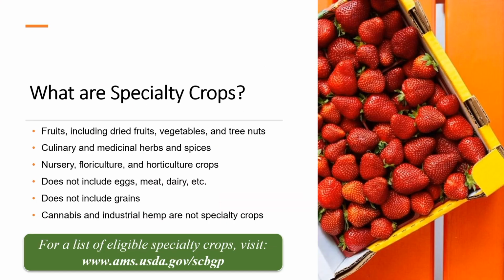Specialty crops are fruits, including dried fruits, vegetables, and tree nuts, culinary and medicinal herbs and spices, and nursery, floriculture, and horticulture crops. Commodities such as dairy, livestock, eggs, grains, and cannabis are not eligible. There is a list of specialty crops on the U.S. Department of Agriculture or USDA website, but it is not all-inclusive. If there are any questions about whether a commodity is eligible, please feel free to ask.